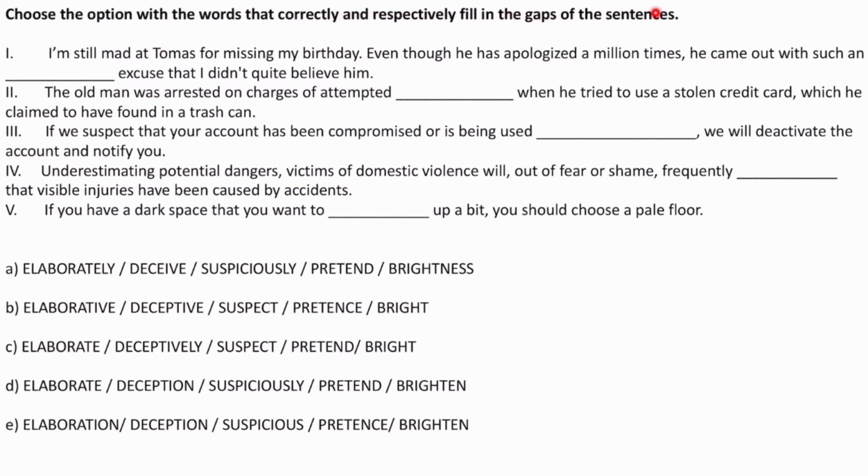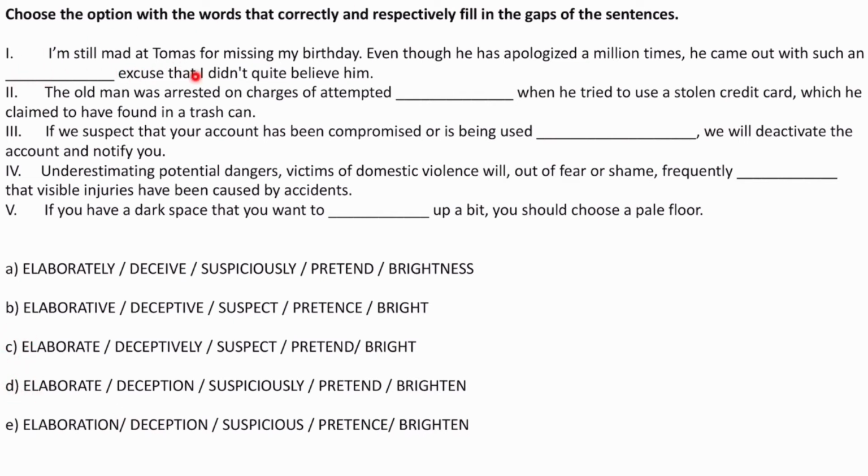Even though he has apologized a million times, he came out with such an excuse that I didn't quite believe him. So here we're going to be needing an adjective to modify and to describe excuse. So if you look at the alternatives, we know that's going to be either C or D.